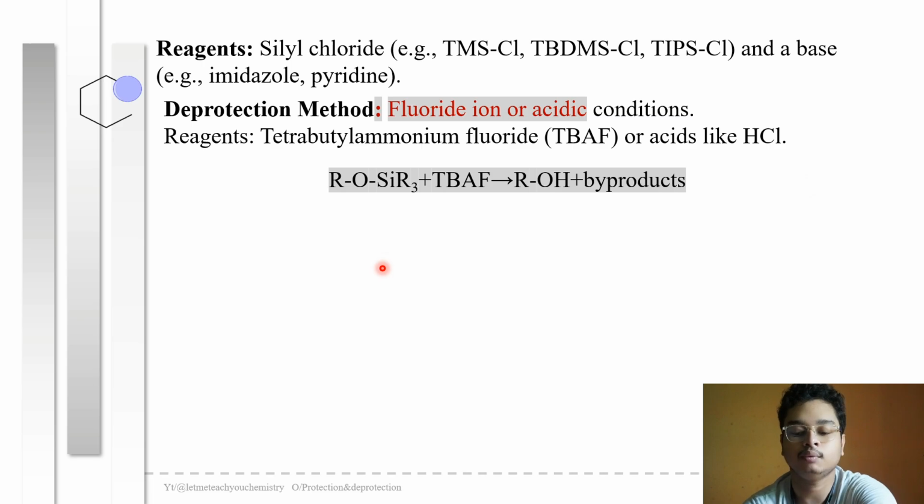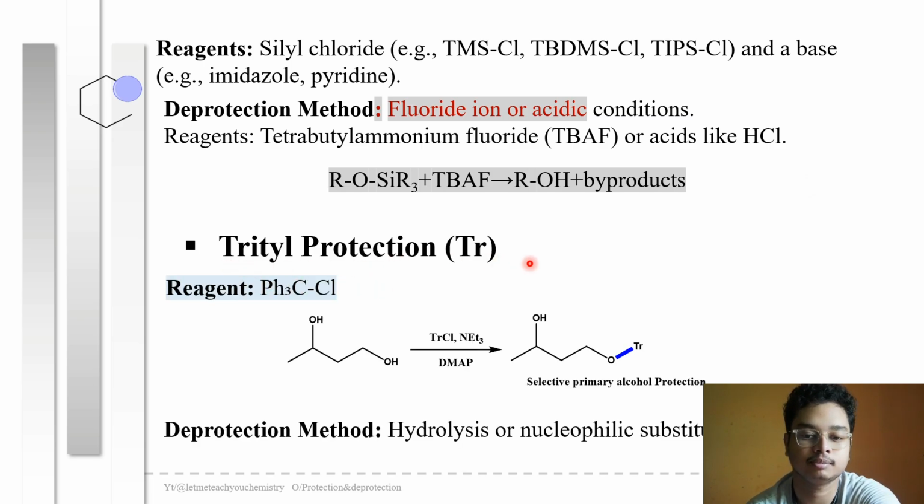Now we move to our second type of alcohol protection, the trityl protection, that is TR. The reagent is triphenylcarbon chloride, the particular reagent for this trityl protection. The interesting thing is that it can selectively protect the primary alcohol over the secondary alcohol, because the TR group is bulky enough.